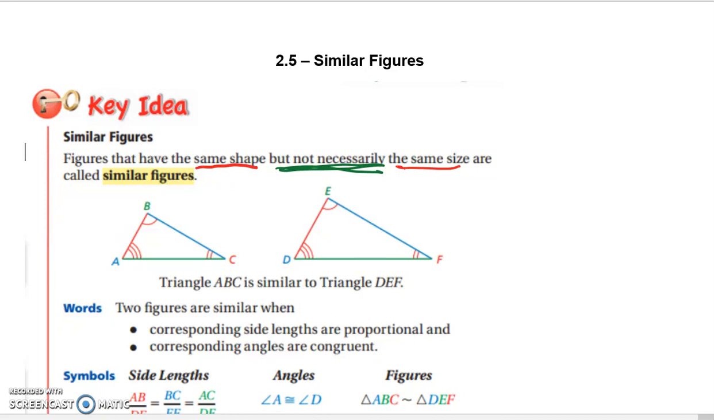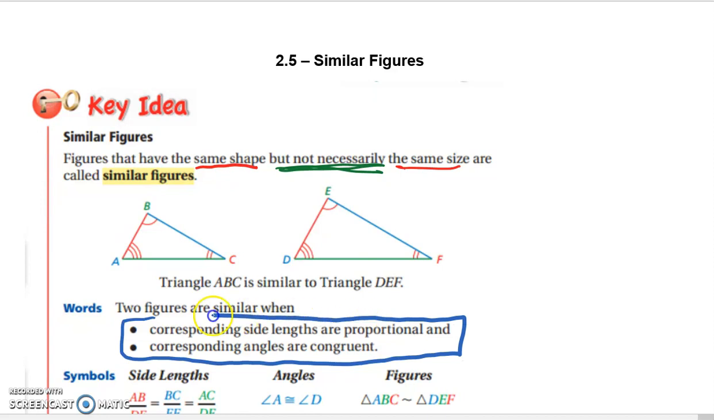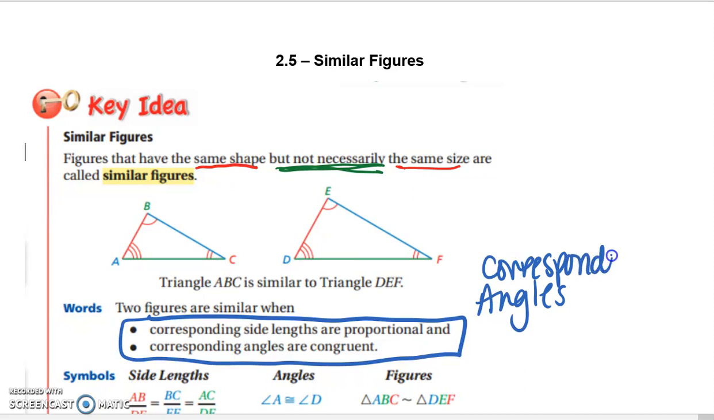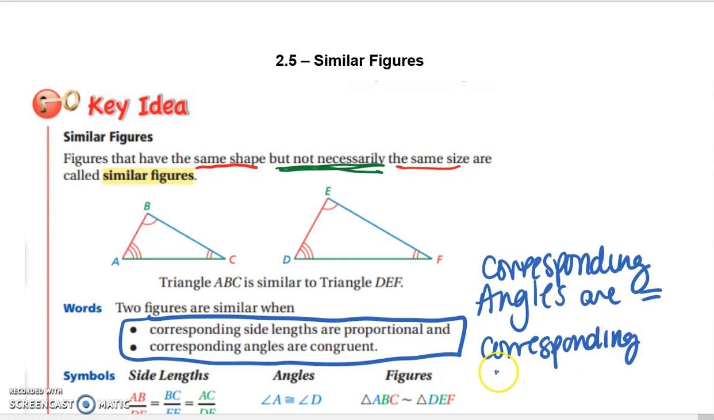Okay, so right here is the most important part of this. Figures are similar when their corresponding angles are equal, and corresponding sides are proportional. These are long words. Proportional.